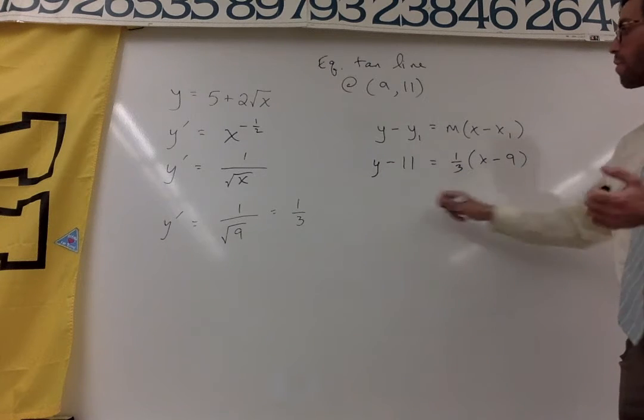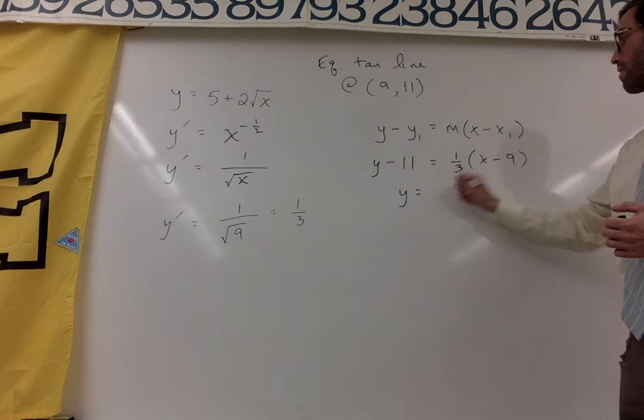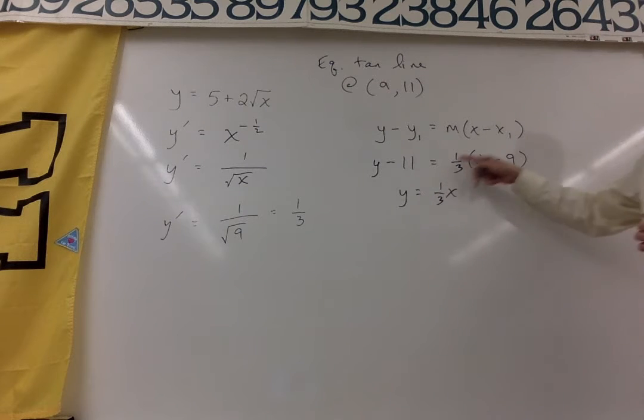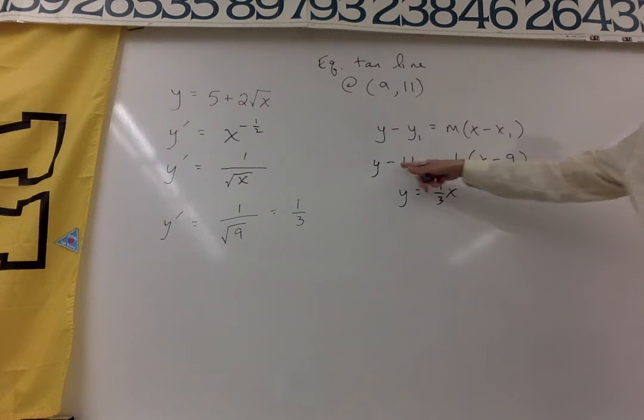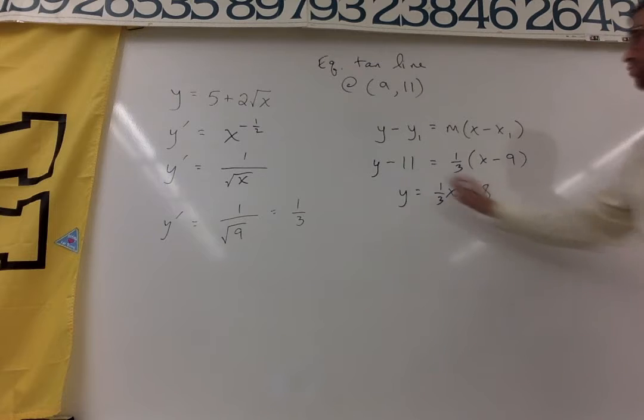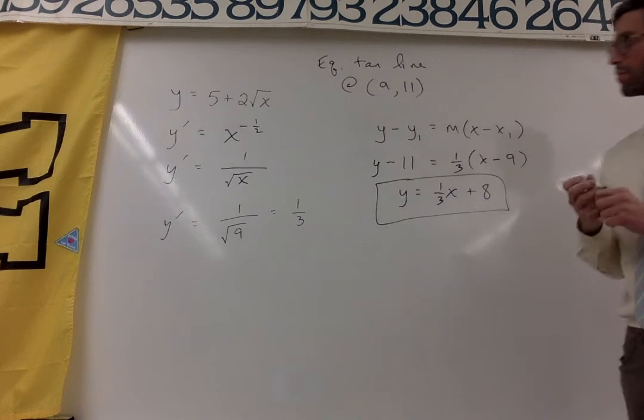So now it's like algebra 1: 1/3 x, 1/3 times negative 9 is negative 3, plus 11 is plus 8. That's our answer. All right.